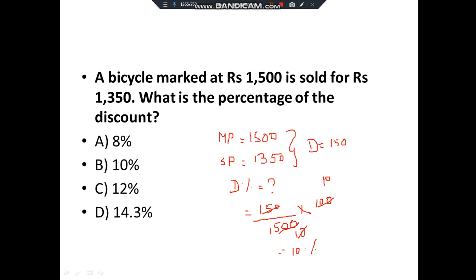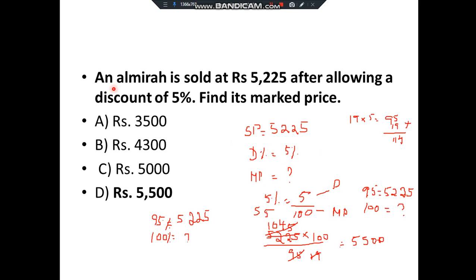Next question, you try it by yourself. See, an Almirah is sold at rupees 5225 after allowing a discount of 5%. Find its market price. Given selling price and discount percentage, we'll have to find the market price.